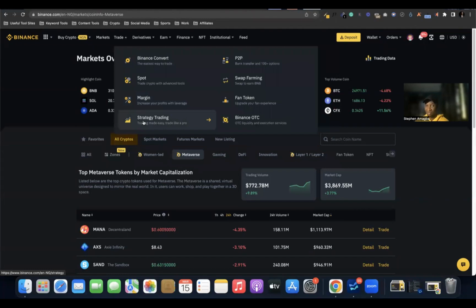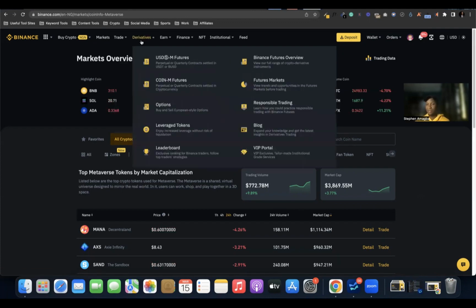We also have the strategy trading, which is where you trade with both if you want automated trading and stuff like that. So we also have the Binance P2P, which we're also going to talk about in a later module. This actually lets you buy and sell cryptocurrencies peer to peer with other Binance users and merchants. Okay. We also have the swap farming, where you actually swap between cryptocurrencies, like the way you do in your decentralized finance, but here you actually get to earn rewards in the form of BNB. We also have the Binance Fan Token, which is actually for fans to upgrade their fan experience, more like sports tokens. Let's go over to the derivatives.